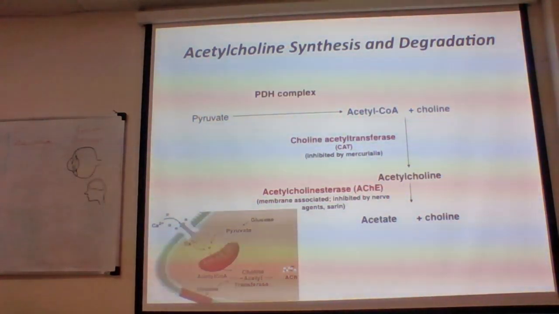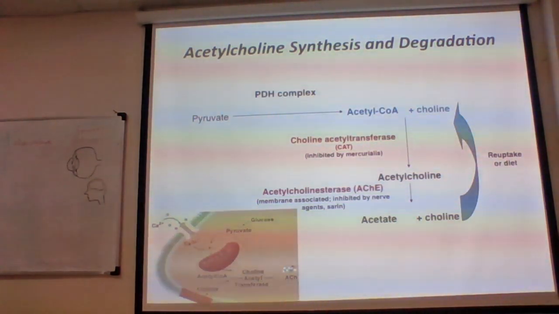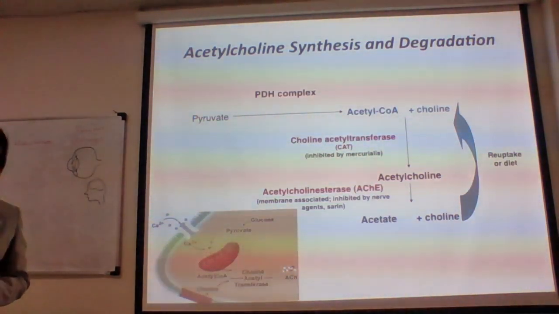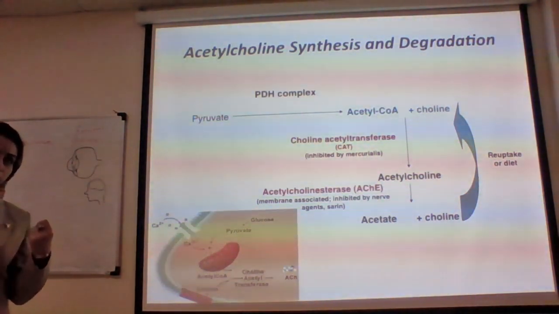What about the acetate and choline? The choline is reuptaken into the neuron, into the presynaptic terminal. Reuptake is by a transporter. We have a transporter that transports choline.